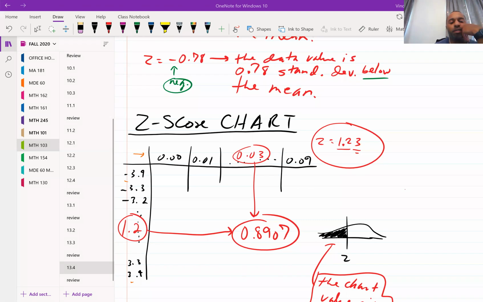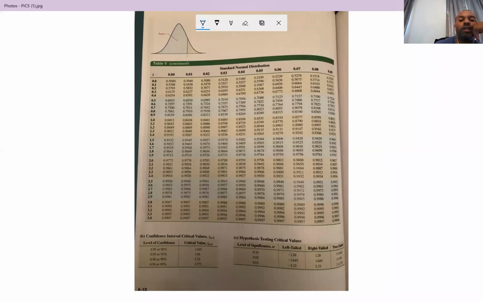So you have a positive side, negative side for the chart that I gave you guys. And the chart that I gave you is a little easier to read, to me anyway, than the chart the book gives you. So 1.2 is right here. 3 is right here. So that represents 1.23 as a z-score. And you see where they meet would be the chart value, and that's 0.8907. All right, so that's how you read your chart.